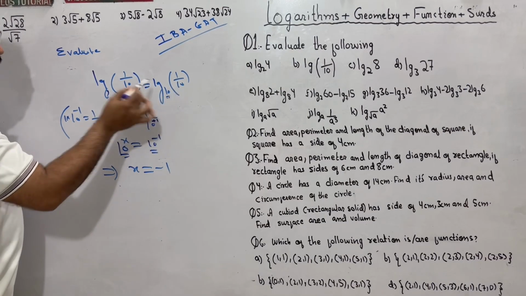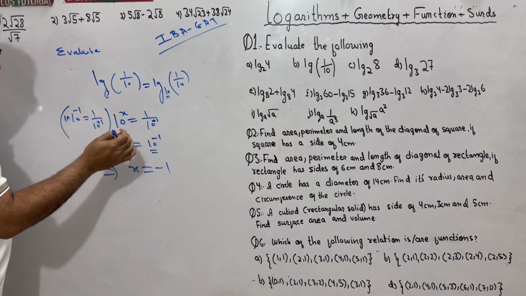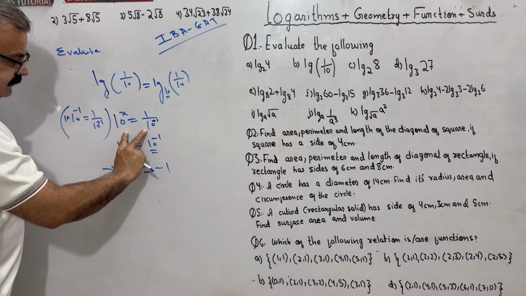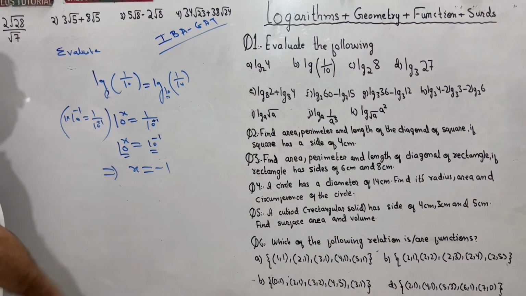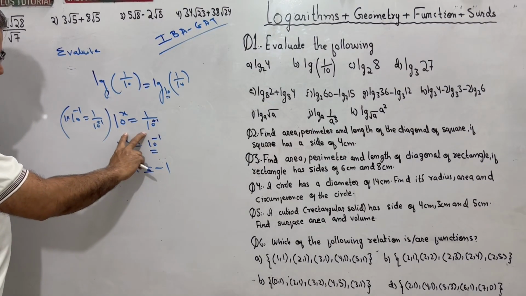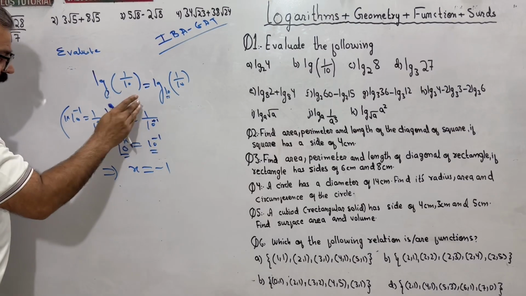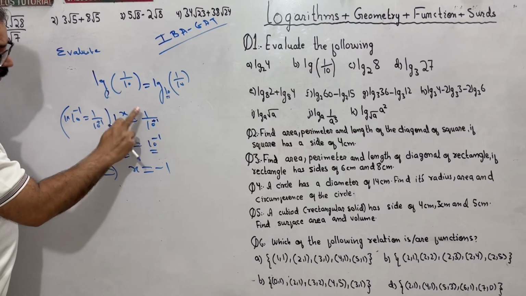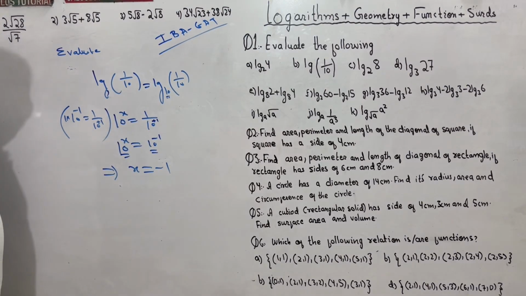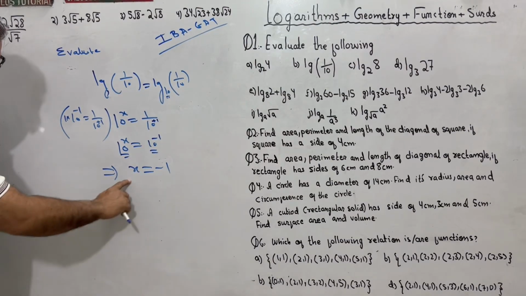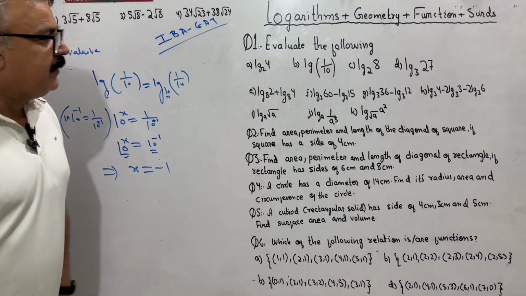10 raised to x to give 1 over 10. To make a comparison, quantities must be compatible. There is 10 in the numerator and here 10 is in the denominator. To make them compatible, I have dragged 10 power 1 from the denominator to the numerator, raising 10 to negative 1. Now both are compatible, so x is equal to negative 1.